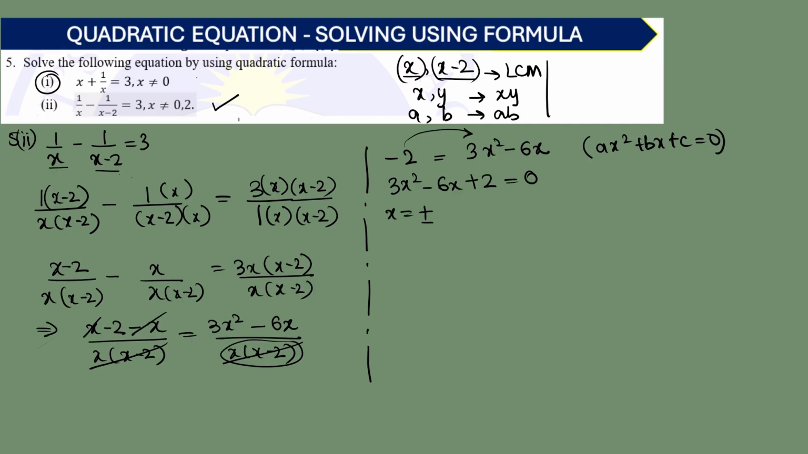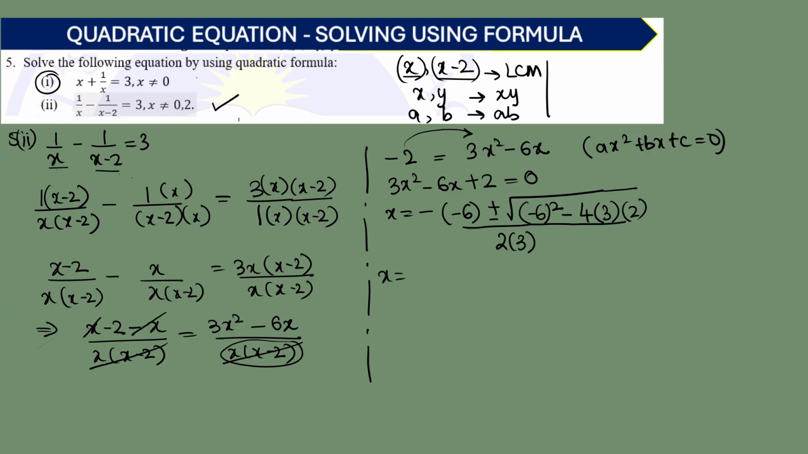So x is equal to minus b. What is minus b? Minus 6. Minus of minus 6 plus minus under root of b square. What is b square? Minus 6 the whole square. Please don't solve it. Correct substitution in formula is very important. Minus 6 the whole square plus minus the whole square minus 4ac. 4 into a is 3, c is 2 divided by 2a. So that is 2 into 3.